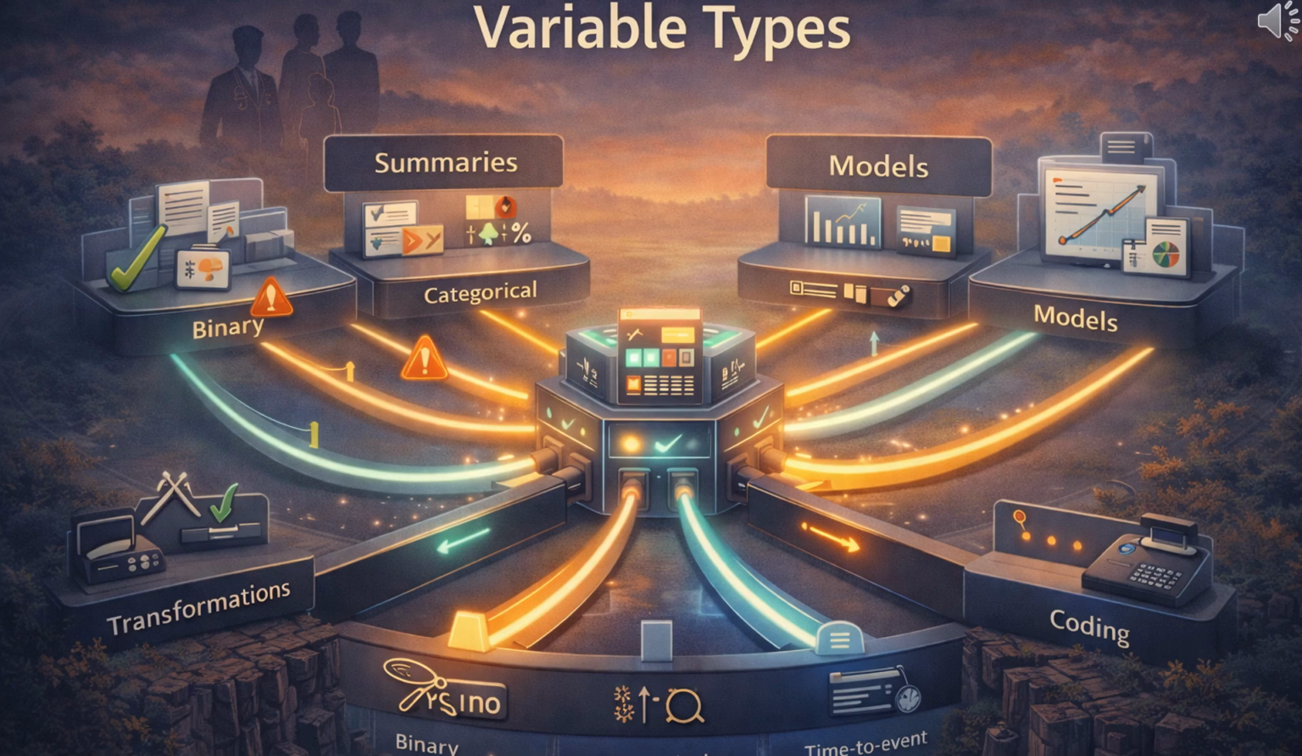Variable type matters because it determines what it even means to summarize the data. A summary statistic is a number that represents the data in a simple way, but different types of variables need different summaries to be meaningful.